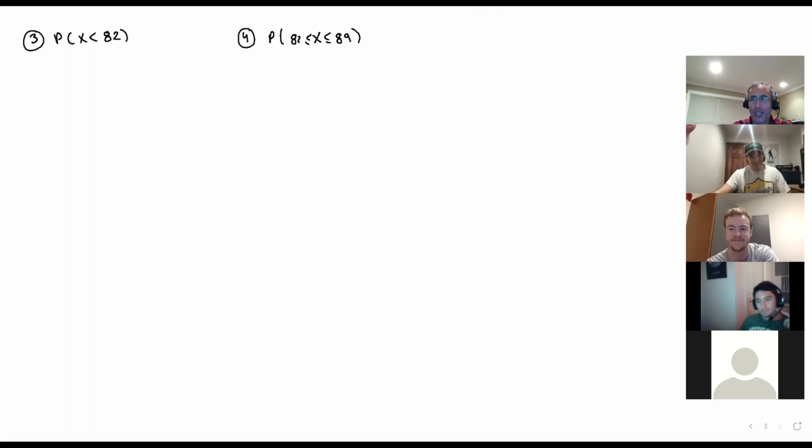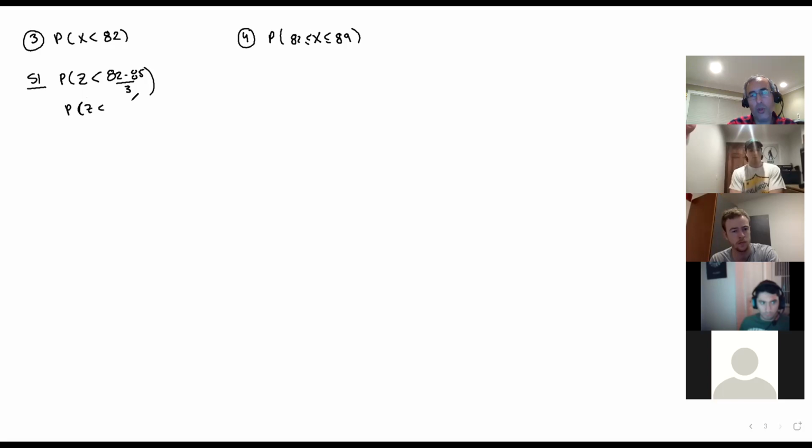Step one, what is step one? As usual, just remember the algorithm. Step one is what? Transform this one into C's, right? So this is going to be P of C. It's smaller than, if I do to the left, I need to do in the right. So 85 divided by 3. So this is basically the probability of C is smaller than minus 1, correct?